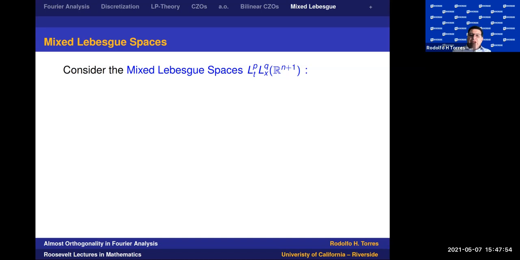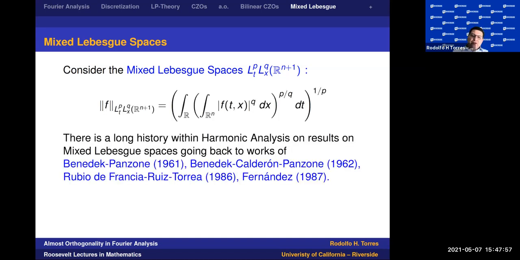Let me quickly remind you what mixed Lebesgue spaces are. They are given by an expression of this form. There are two variables, and here we choose t, a one-dimensional variable to represent time, and x, a space variable, n-dimensional. So we take a different L^p or L^q norm in the different variables. We first take an L^q norm in x, and then we raise that to the p, and we take the L^p norm of the corresponding function. As you can see, we cannot switch this order in general.